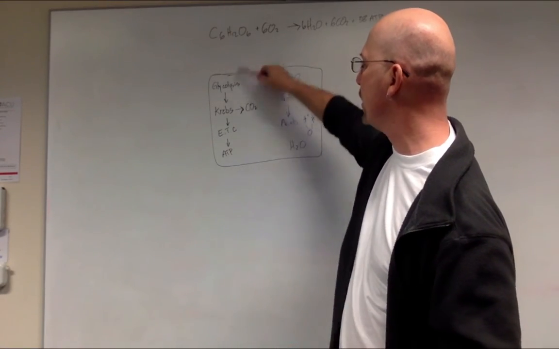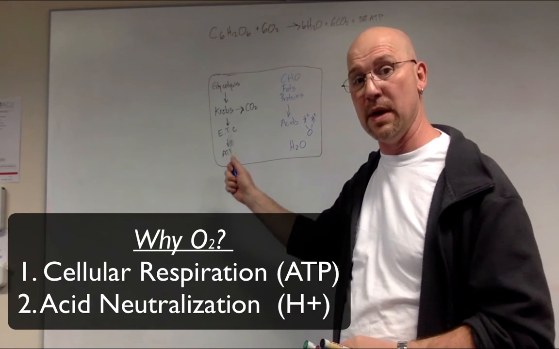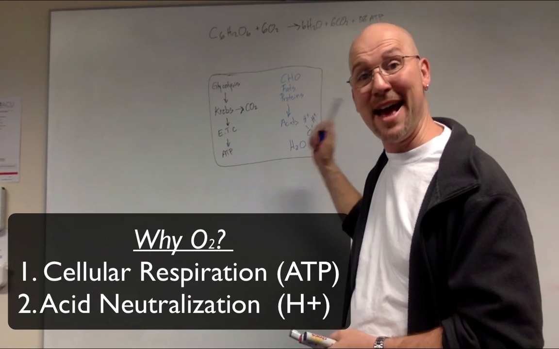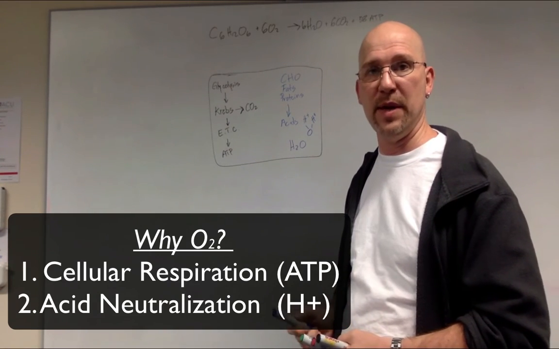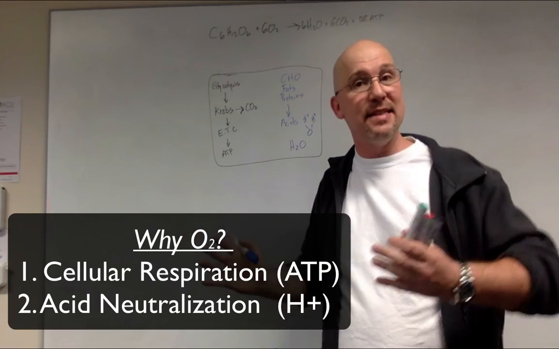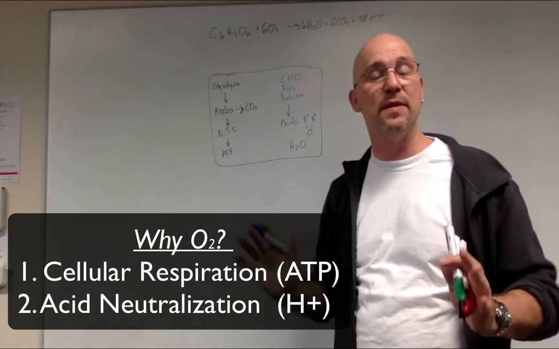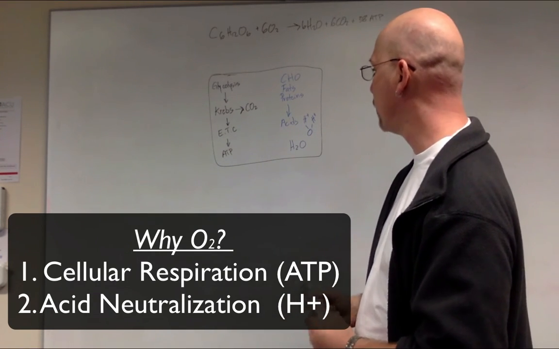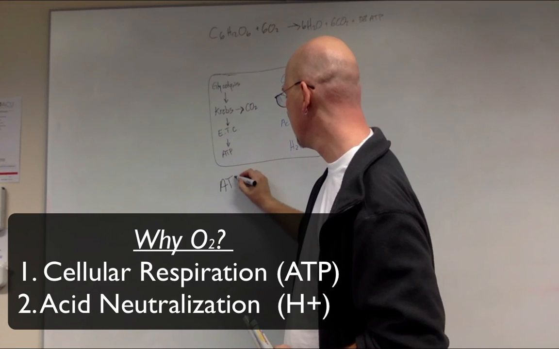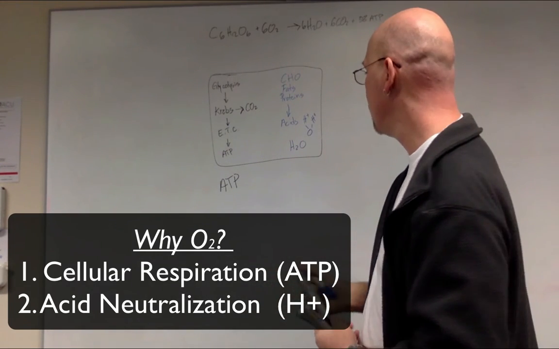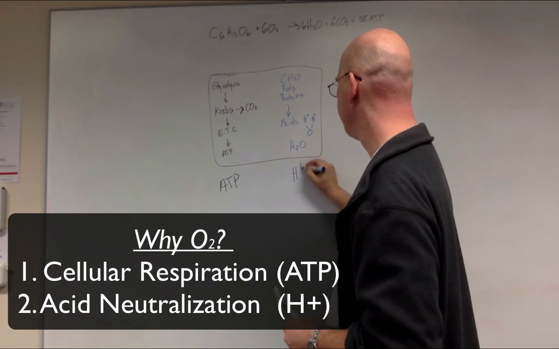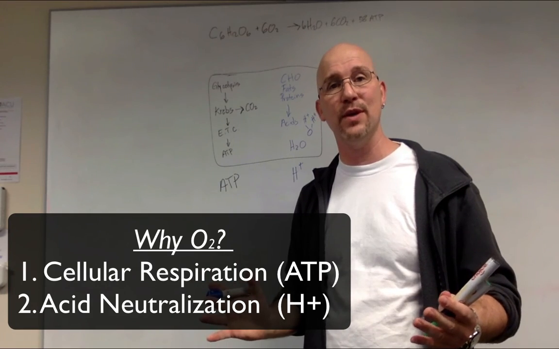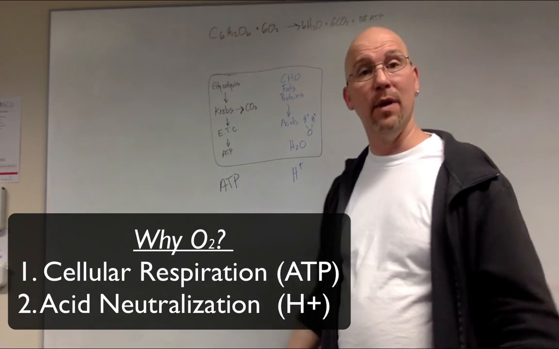So cellular respiration is one reason why we give our patients oxygen. And the neutralization of metabolic fixed acids is the other reason why we give patients oxygen. Nice and easy, nice and simple. You don't have to remember a whole bunch of formulas or anything like that. It's just a really simple explanation. So we do it for ATP, and we give oxygen because of hydrogen. If you can remember that, you can have a really great answer to the question of, why do we give our patients oxygen?